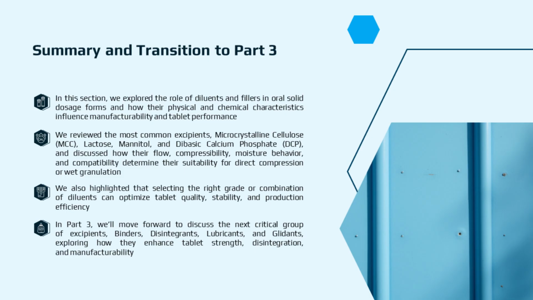In this section, we explored how diluents and fillers affect the manufacturability and performance of oral solid dosage forms. We reviewed key excipients, microcrystalline cellulose, lactose, mannitol, and dibasic calcium phosphate, and discussed how their properties influence tablet quality and stability. In Part 3, we'll move on to the next excipient group: binders, disintegrants, lubricants, and glidants, and see how they enhance tablet strength, disintegration, and manufacturability.